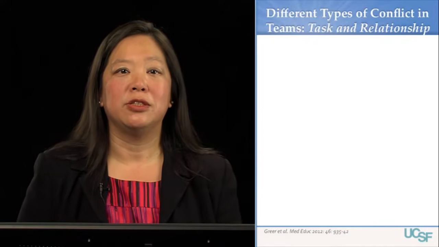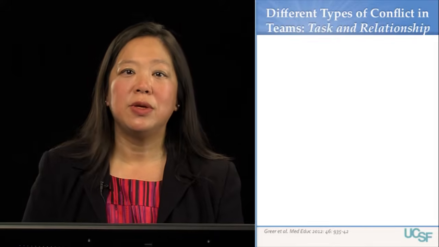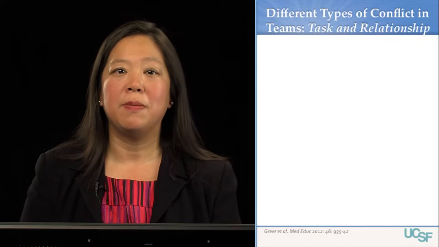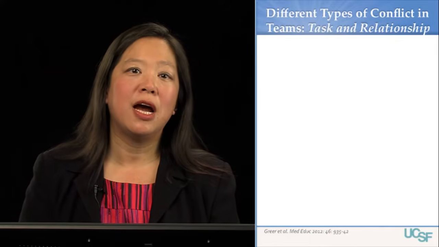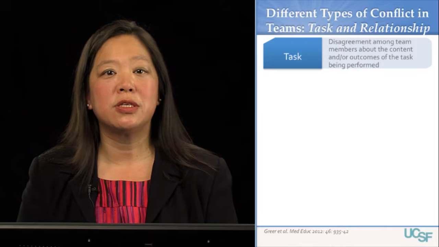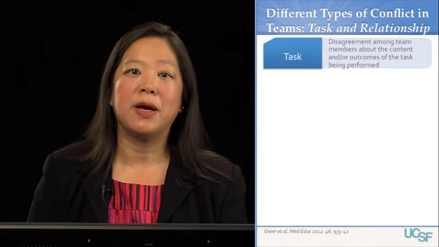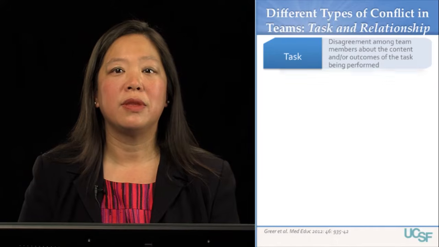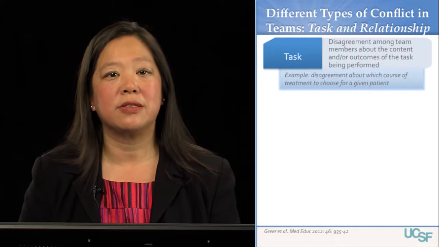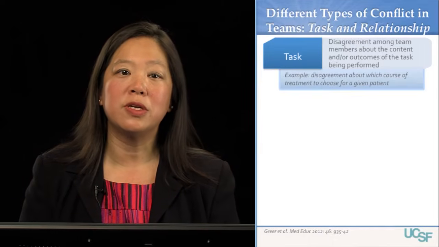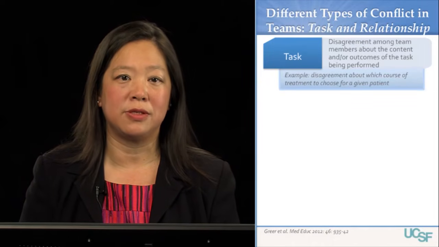Experts divide conflict into two main types: task and relationship conflict. This is important because the impact of the conflict may be in part related to the type of conflict and how well it is managed. Task conflict occurs when there is a disagreement among team members about the content and/or the outcome of the task that is being performed. An example of a task conflict in healthcare would be disagreement among team members about which course of treatment is chosen for a patient.